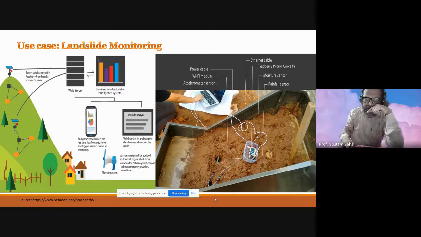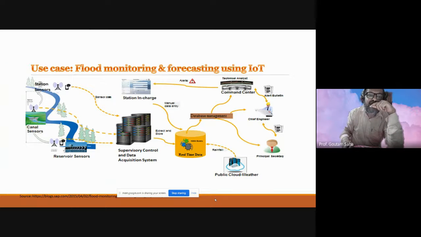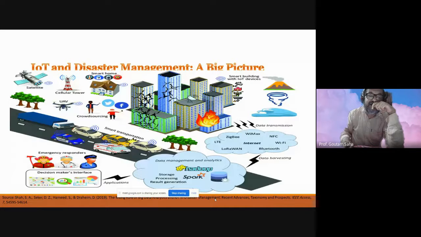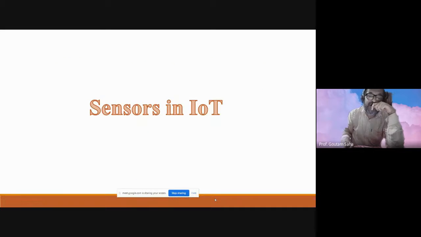Okay, so this is a flood monitoring system. With the rainfall gauge, you see the rainfall in the catchment areas, and you also see the water level at different pertinent points, and we can predict whether there is imminent danger of flooding or not. So those things can be done using this. Storm management, I have already discussed.